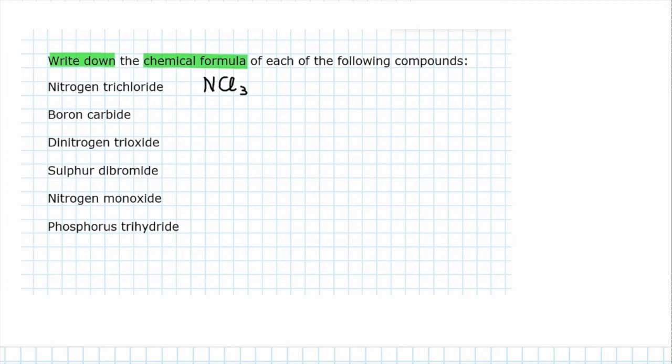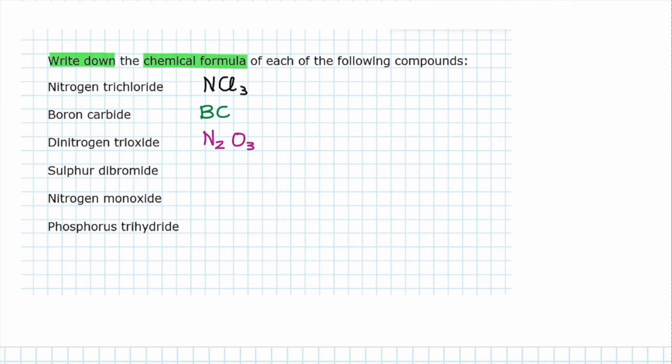Then we have boron carbide. There is no prefix on any of these element names, and therefore this is just BC. Then we have dinitrogen trioxide. The di on the nitrogen tells us that the molecule contains 2 nitrogen atoms, so we use the subscript 2 to refer to those 2 nitrogen atoms. Oxide refers to oxygen, and the tri refers to 3 of these oxygen atoms. So the subscript only refers to that element symbol that it is on.